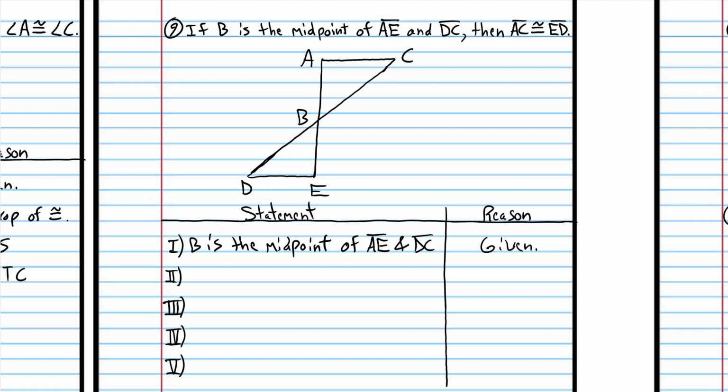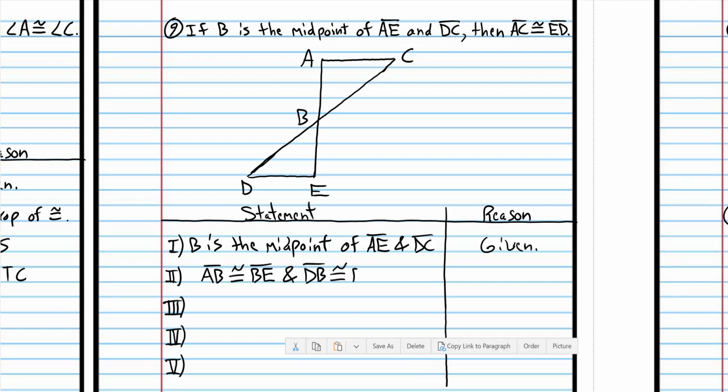And if that's true, that means that AB must be congruent to BE, and DB must be congruent to BC. Now, do you see why that's true? That's the definition of midpoint.